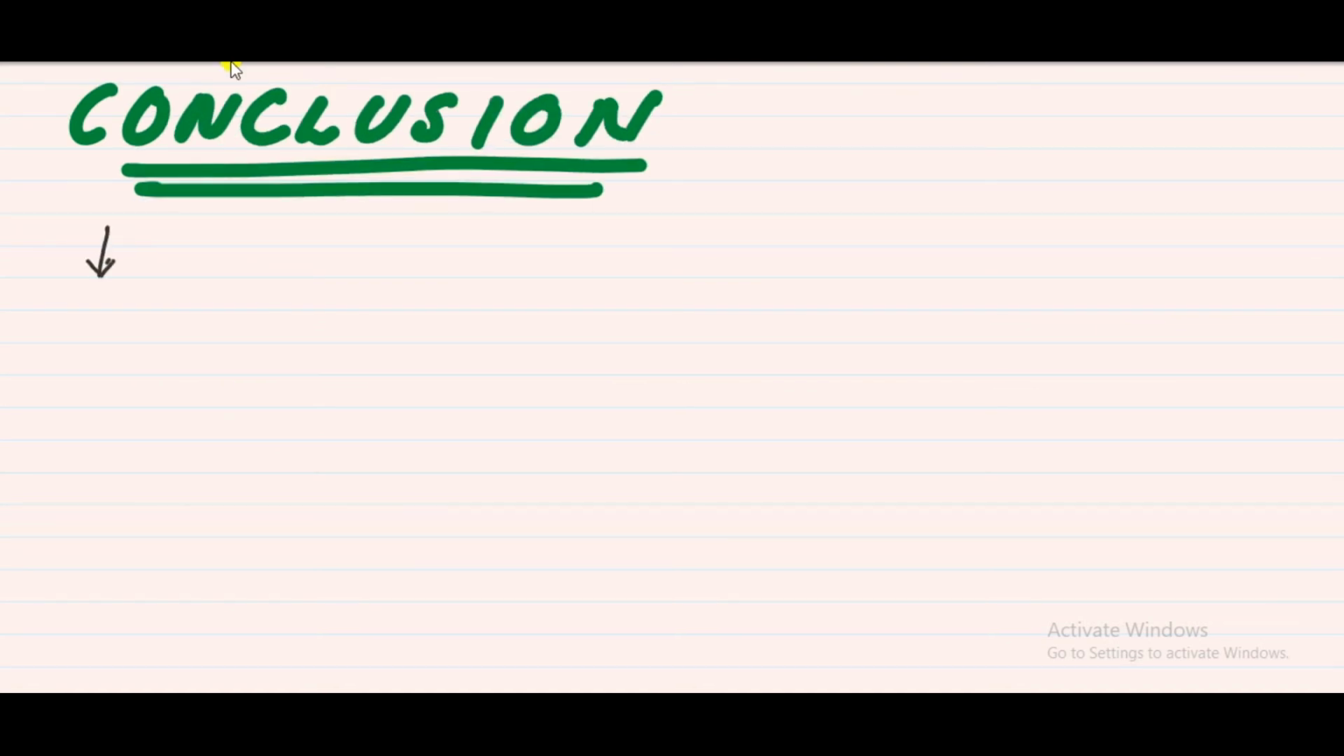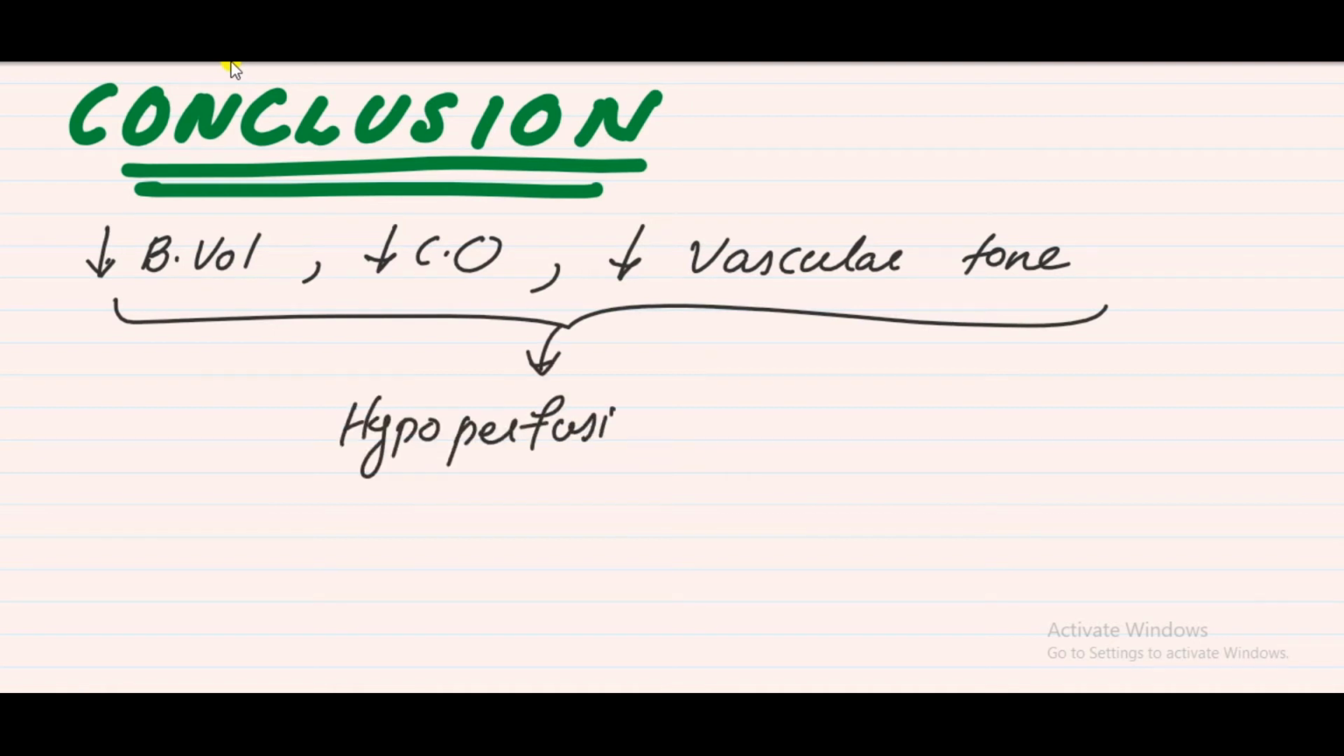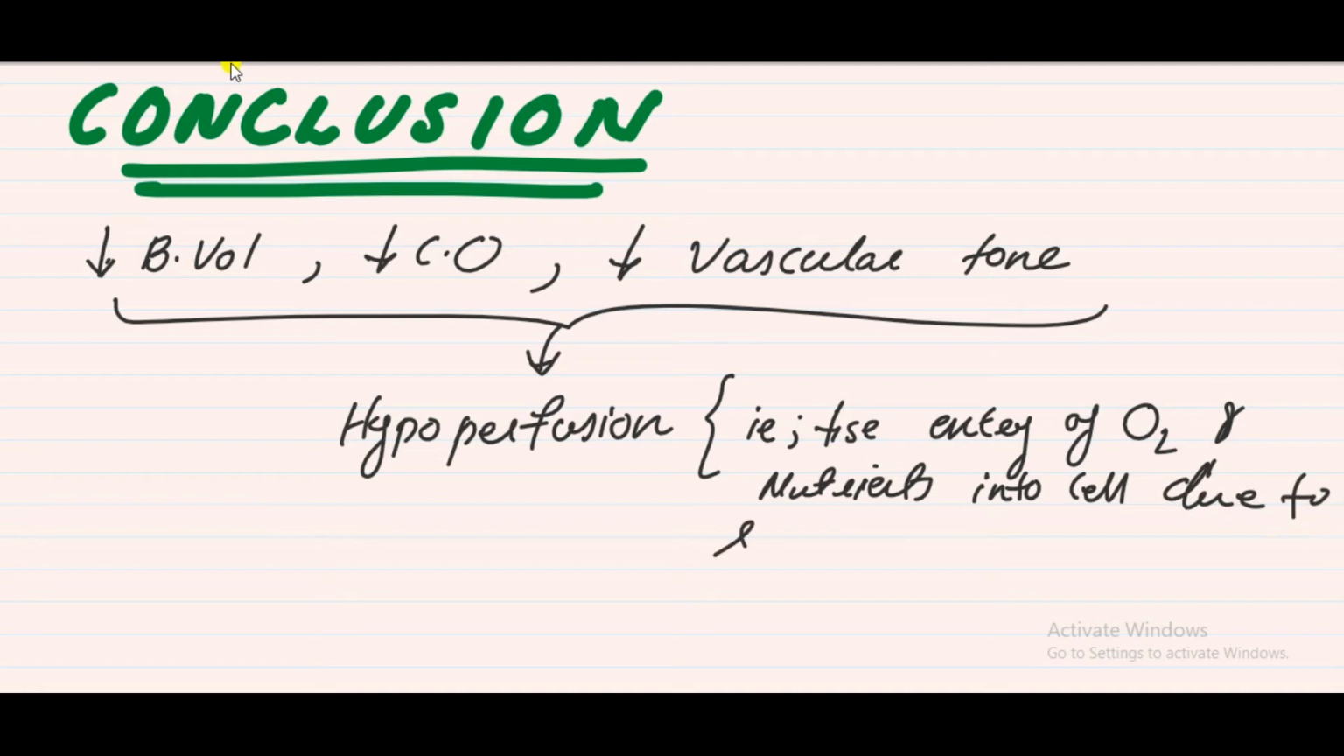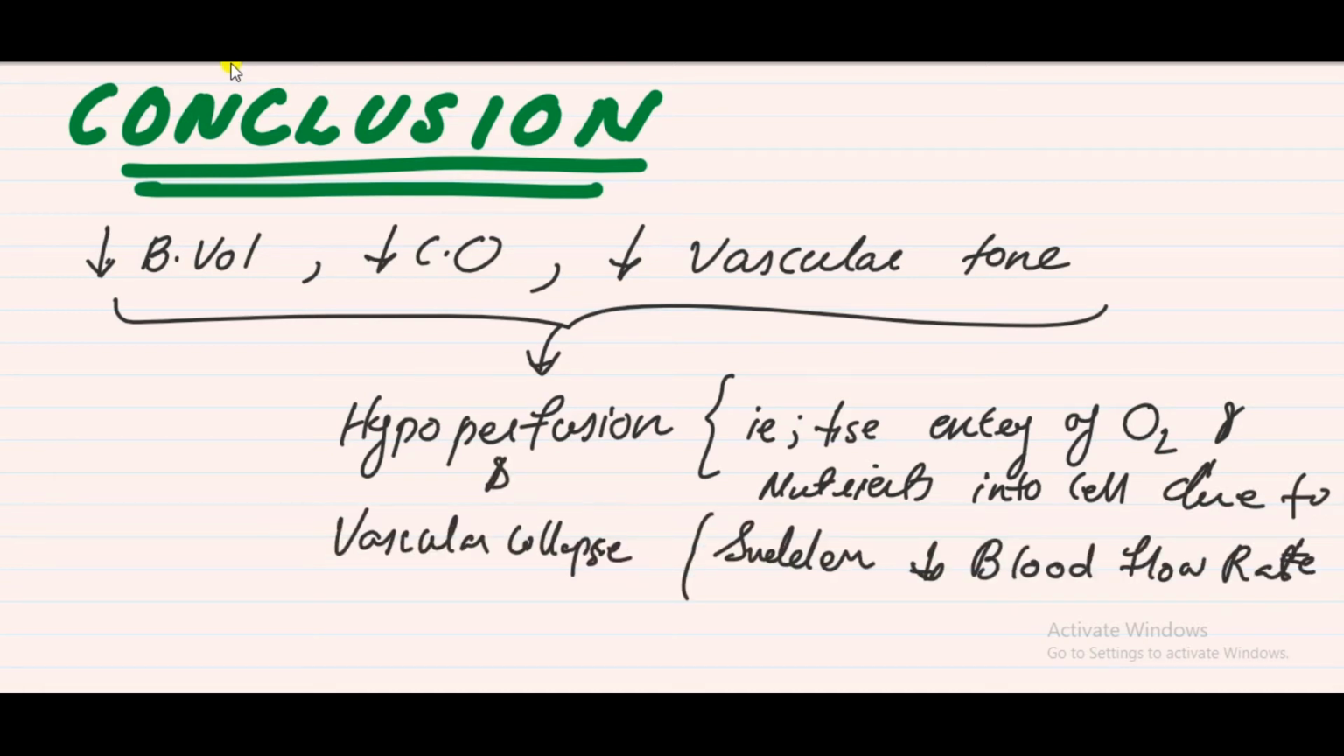So in conclusion, decrease in blood volume, decrease in cardiac output, and decrease in vascular tone lead to hypoperfusion, that is decrease in the entry of oxygen and nutrients into the cells due to sudden vascular collapse, which means a sudden decrease in blood flow rate.